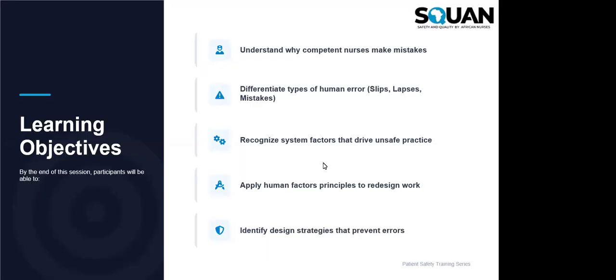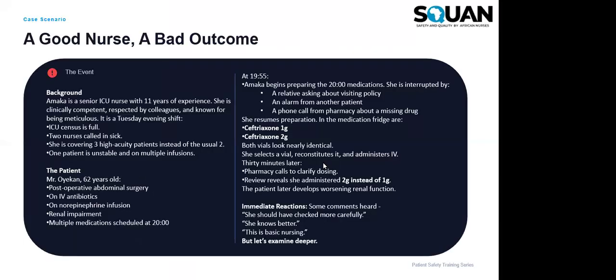So sometimes errors are inevitable, and we have to know that. And we have to be conscious of the fact that things can go wrong. And it's in that consciousness that we can then make ourselves ready to proactively solve problems before they happen. So I have a case scenario here that I'm going to quickly go through, just so that we can understand why we're talking about this and why it is important. So this case study is about a good nurse and a bad outcome.